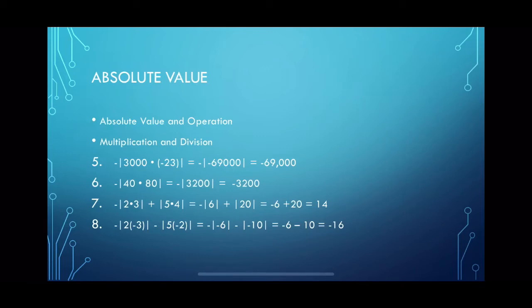So getting the absolute value of negative 6, we have 6, but outside the absolute value sign it has a negative sign, so it will become negative 6. And then for the negative 10, the absolute value of negative 10 is 10, and then we have the minus sign, so it will become minus 10. So therefore, negative 6 minus 10 is equal to negative 16 as the answer.